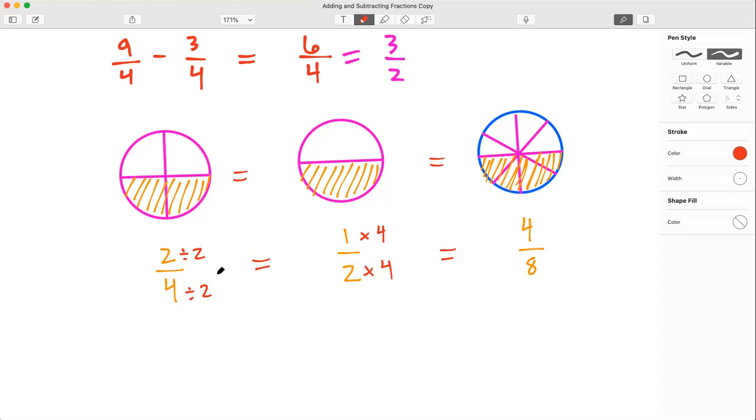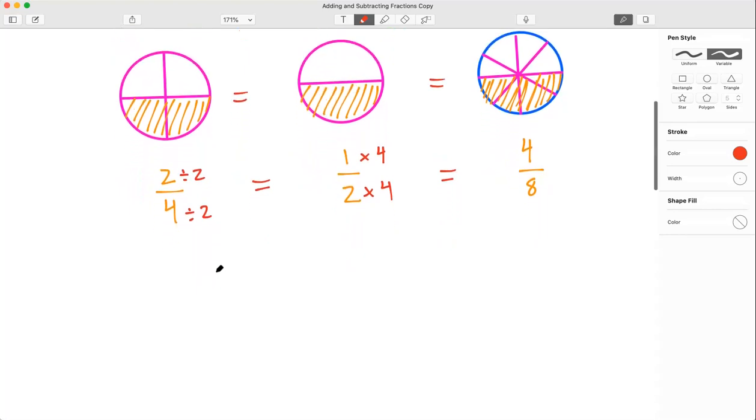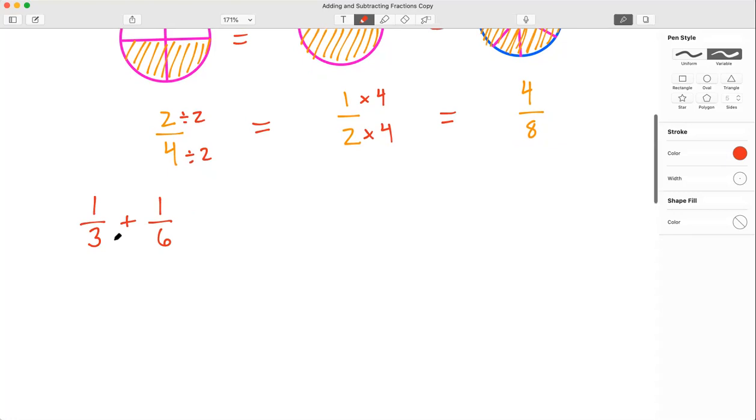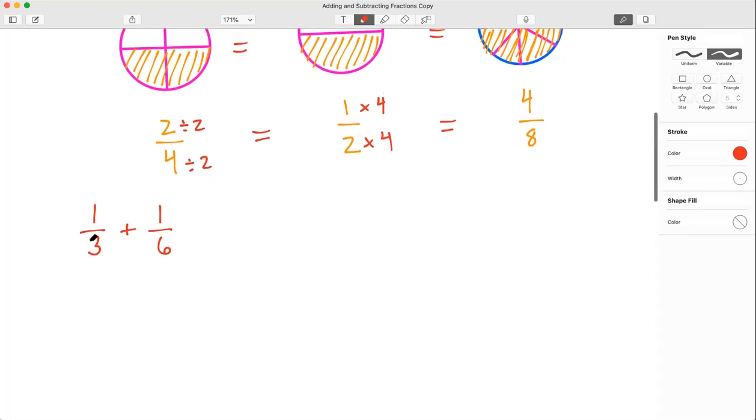Okay, so why am I talking about rewriting fractions? Well, because sometimes you have to add and subtract fractions with different denominators. And that's what we're going to do right now. So let's say we have 1/3 plus 1/6. These fractions have different denominators. How on earth do we add them? Well, we're going to have to give one of them the same denominator as the other one. Okay, so what I'm going to do is I'm going to take 1/3 and I'm going to rewrite it as a fraction with a denominator of 6.